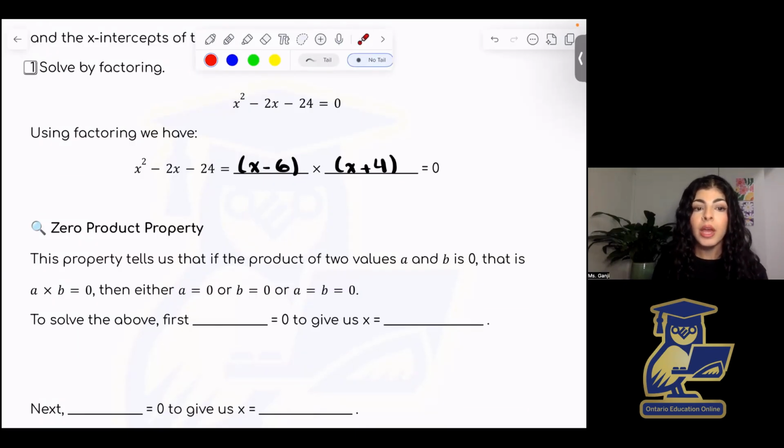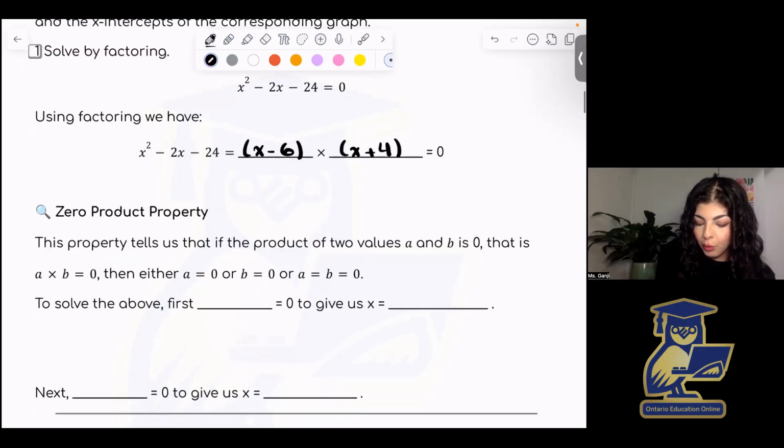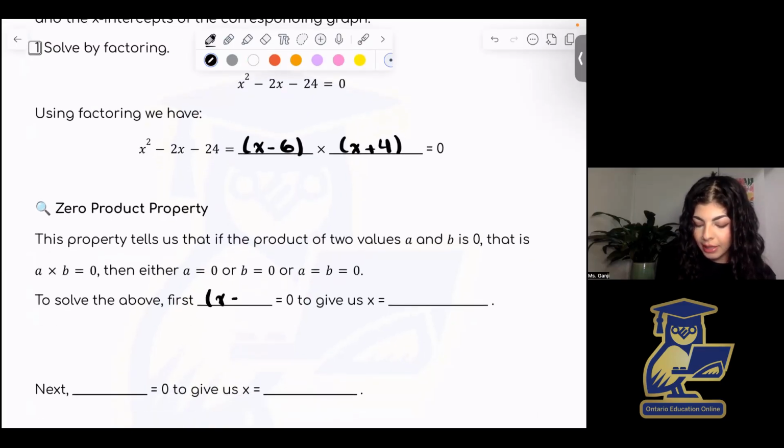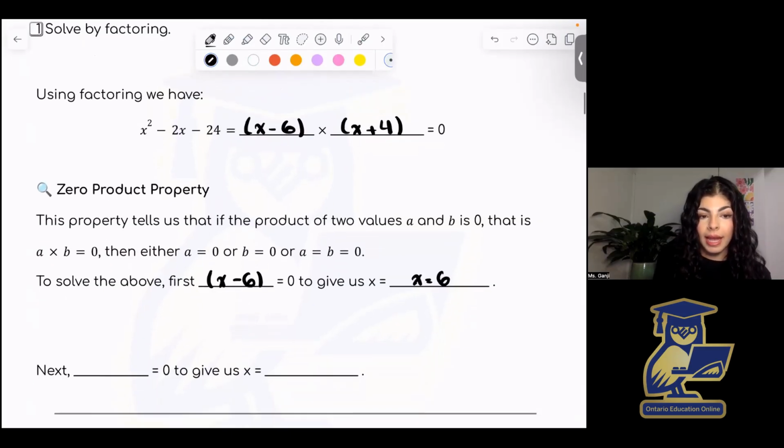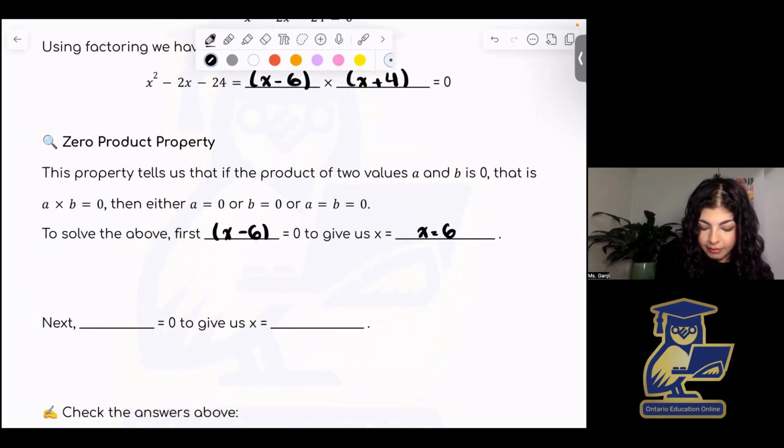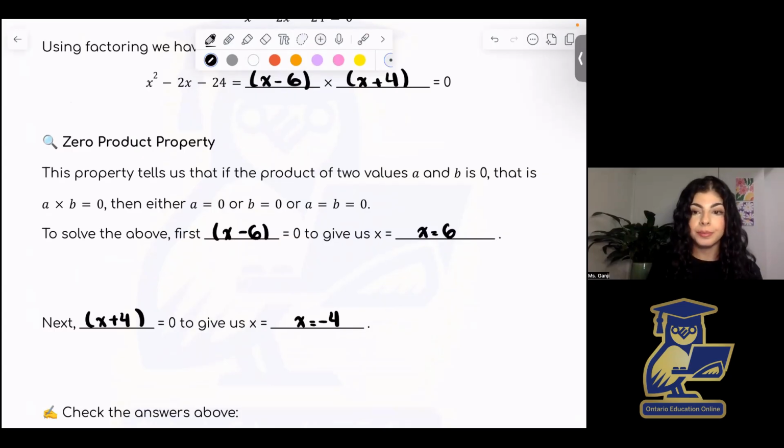So, to solve the factored form of the equation above, we're first going to let x minus 6, its first factor, equal 0. And this gives us x equals 6. Next, we'll let the second factor equal 0, so x plus 4 is equal to 0, and this will give us x equals -4.